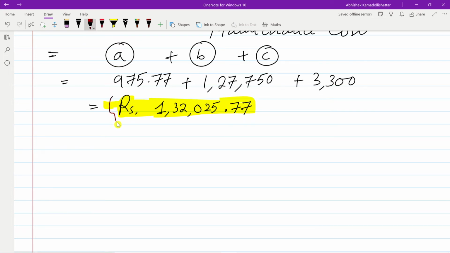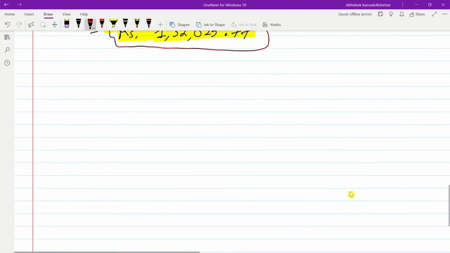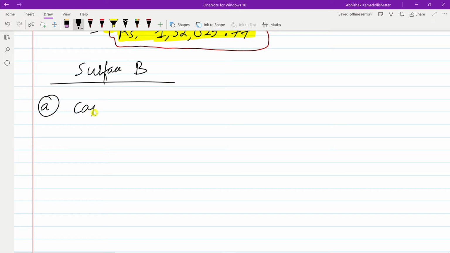Now the same procedure has to be repeated for surface B. So let's go for surface B. Now let me solve a little bit faster, as you have already understood the steps in surface A.